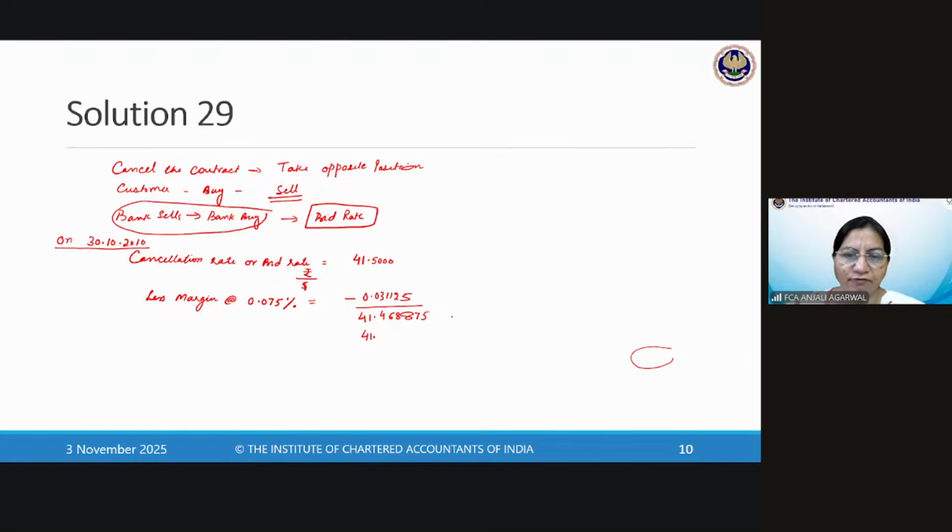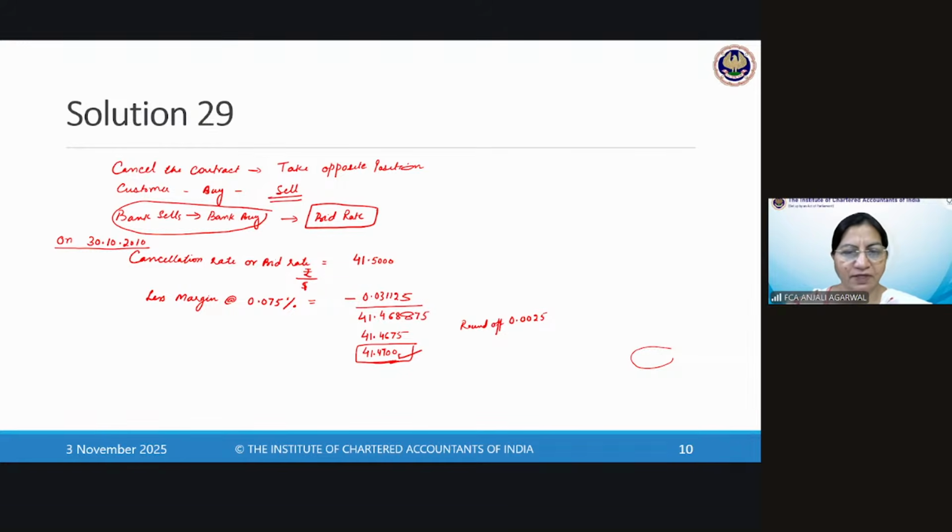Either you can have 41.4675 or you can have 41.4700. Once again, rounding off in multiples of 0.0025. Now, if we look at 88 from 75, it's 8 plus 5, 13. And from 88, it is 12. So we'll go to next higher multiple. 41.4700 will become the applicable rate.